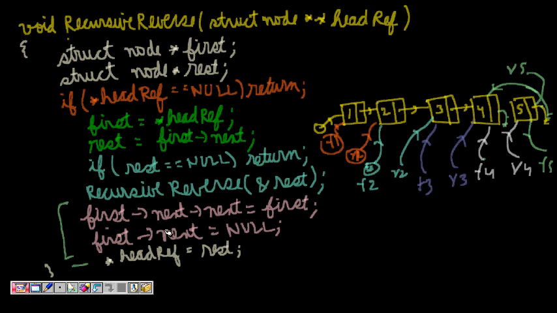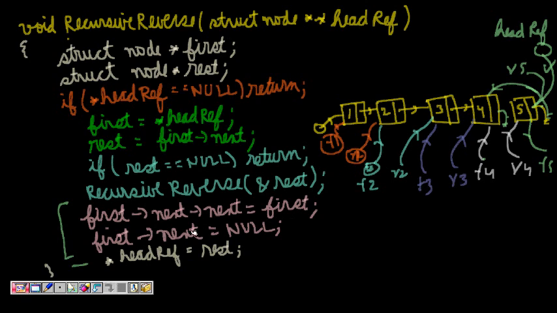and what happens now, we make head reference equal to rest. So now the head reference was at this F4 itself, and now it becomes equal to rest. So rest was this one. So now our head reference is at this point, which is the starting. Now 5 is our starting point. So this is the head reference. Okay, so clear till now?